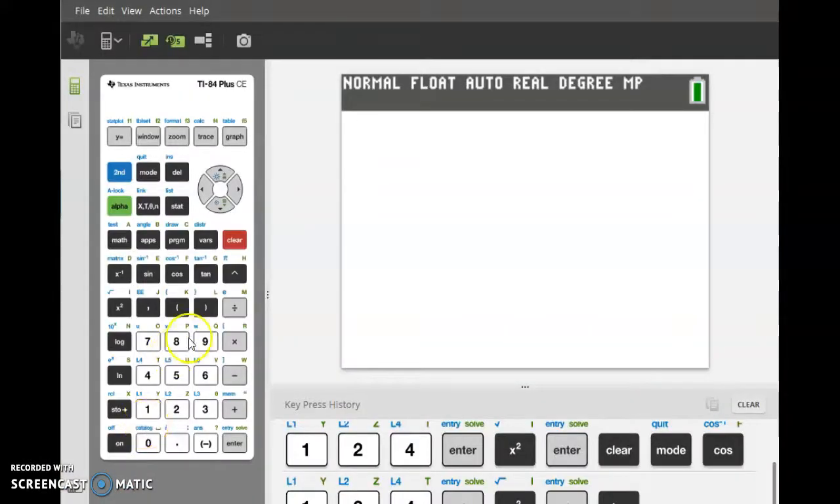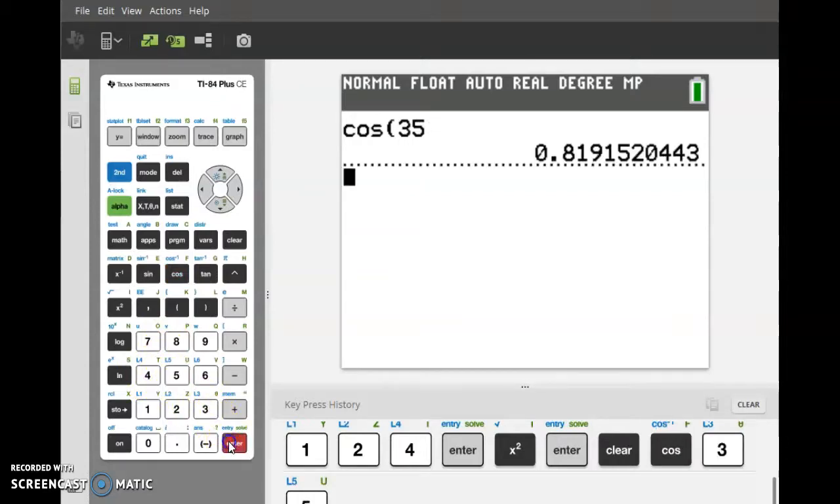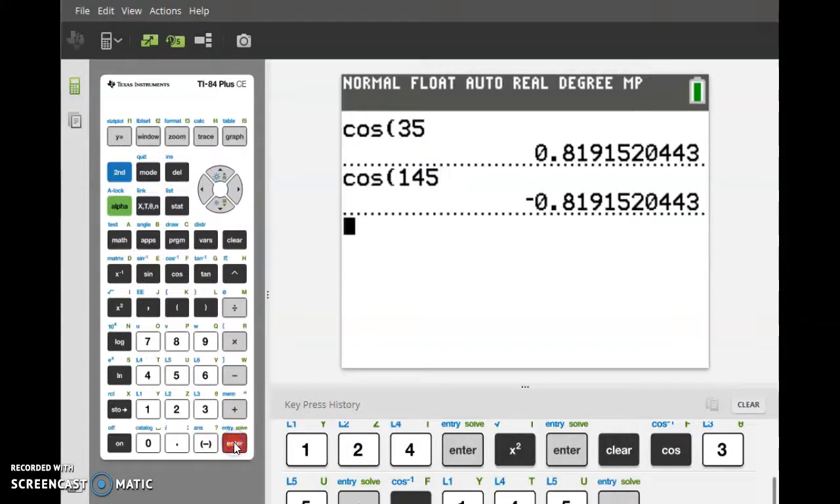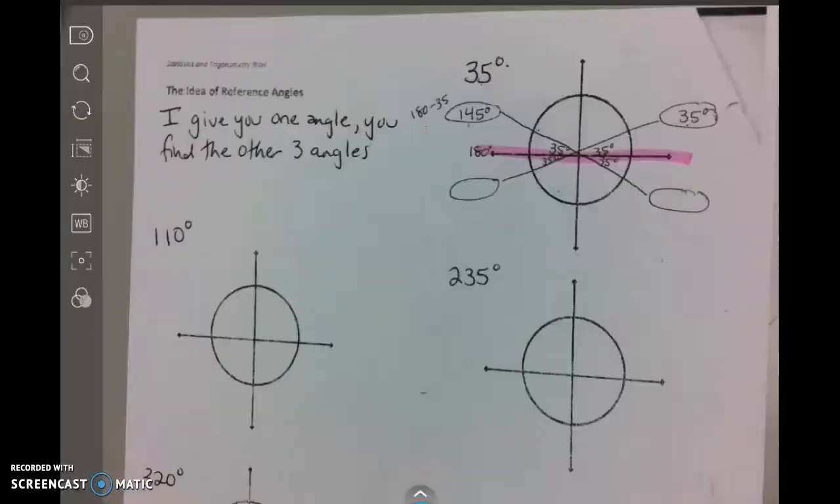I already made sure that my calculator was in degrees, and when I find the cosine of 35 degrees, here's the number I get. Now when I move over to quadrant 2 and I do the cosine of 145, it's going to be negative because it's in quadrant 2 and my x-coordinates on that left side are negative. And look at that, same number, just a negative. All right, let's go back to our unit circle.